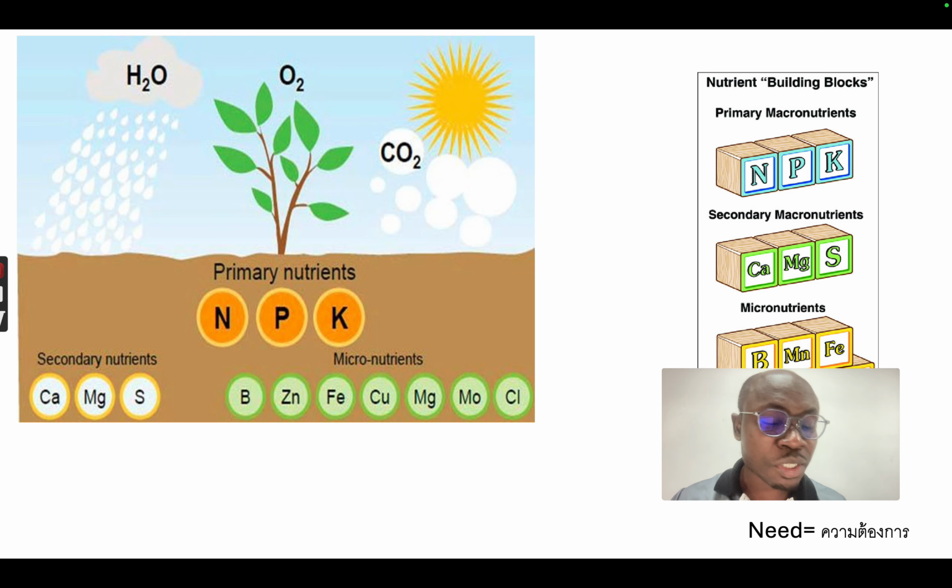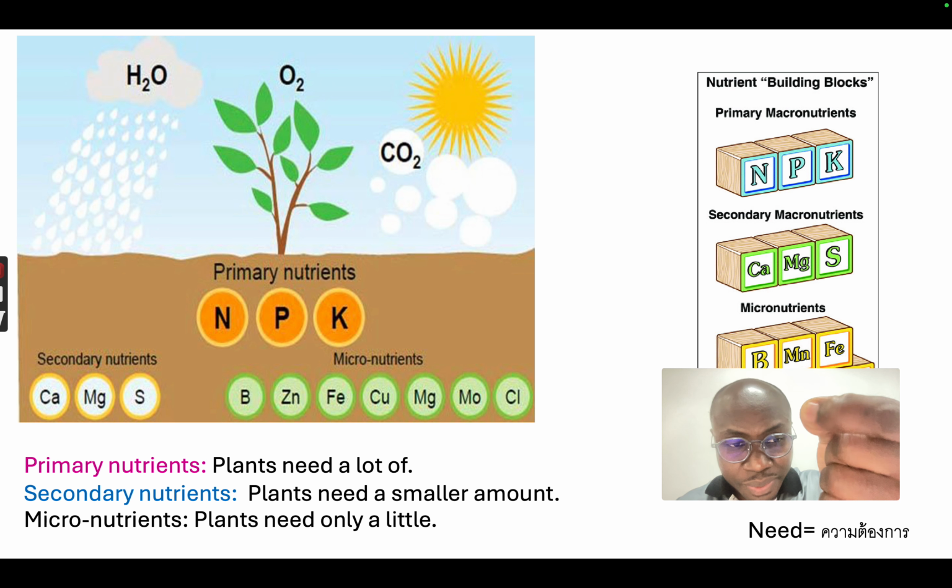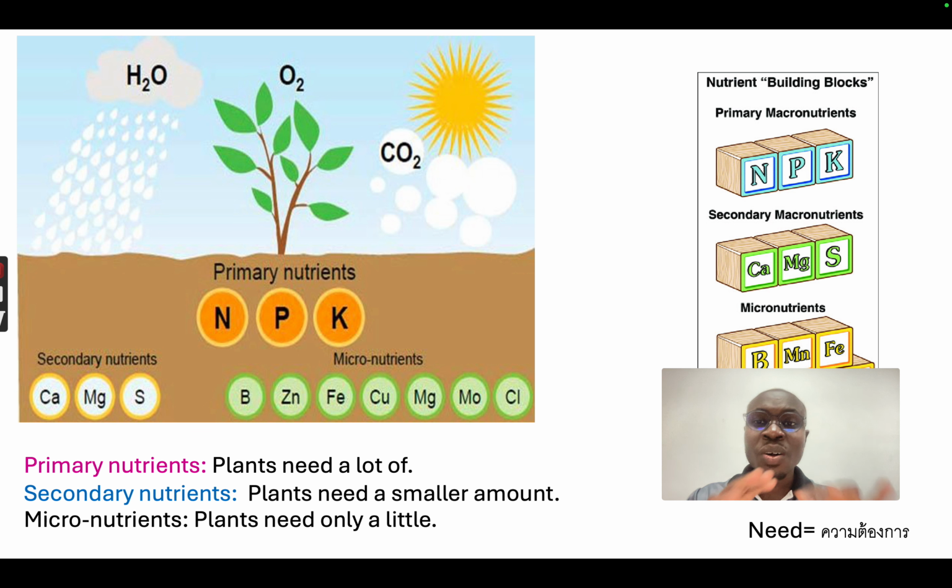They are called micronutrients. The primary nutrients, the NPK, the plants use a lot, okay? The secondary nutrients, the plants need a little bit, a small amount. The micronutrients, the plants need a little bit, okay? But all of them are important. They are very good for the plants. If the plant does not have the micronutrient, it can be a problem, okay?